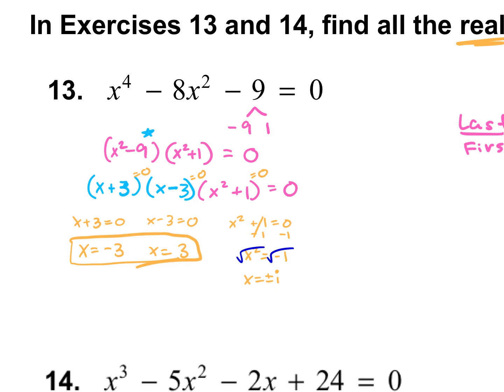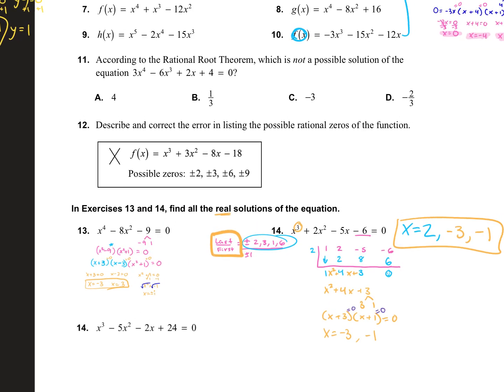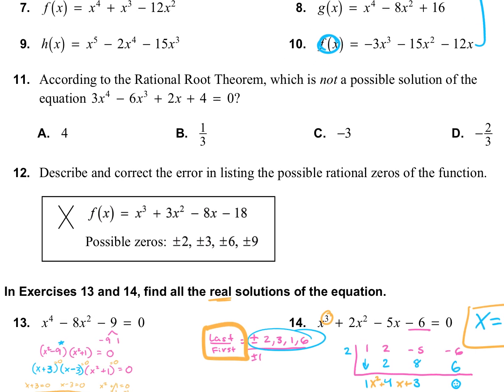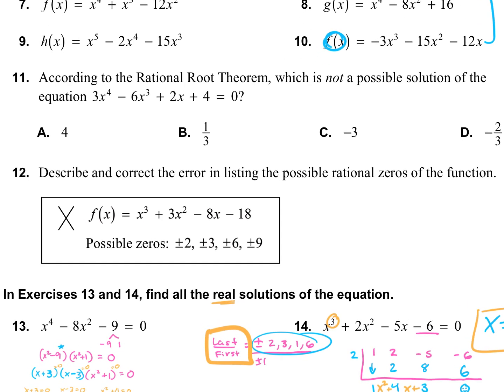Sure, but I don't think any work out to be an I on the quiz. So 11 and 12 is just looking for all the possible solutions, so you don't actually have to find the solutions. If we are looking for our possible solutions for number 11, we do the last over first.